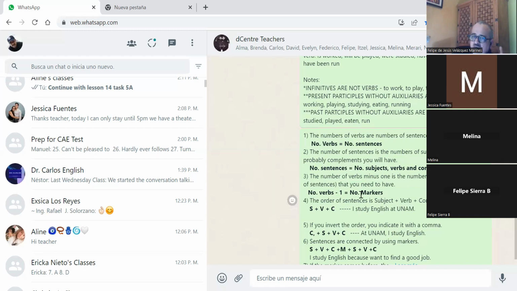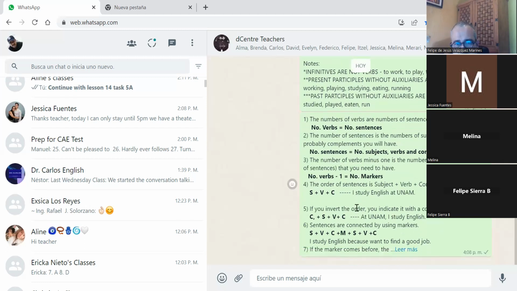I call it marker because in the grammar books, preparation courses for TOEFL, they call it like that. So they call it marker. So I say marker. Okay. So then a sentence would be subject, verb, complement. But in Spanish, we have especially the tendency to begin with complement, ¿no?